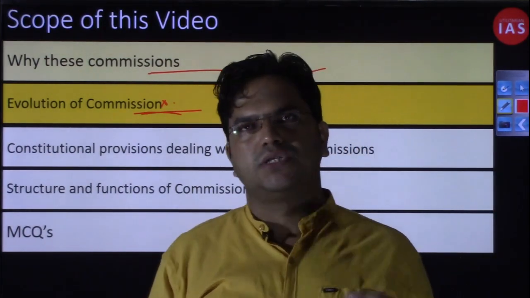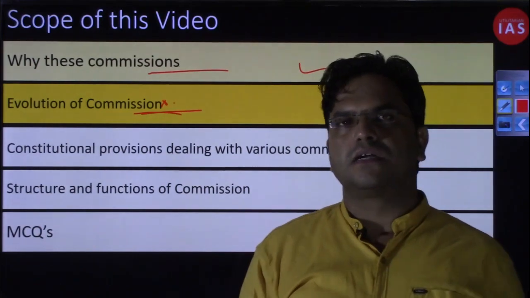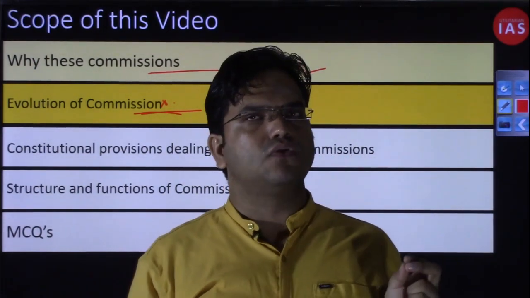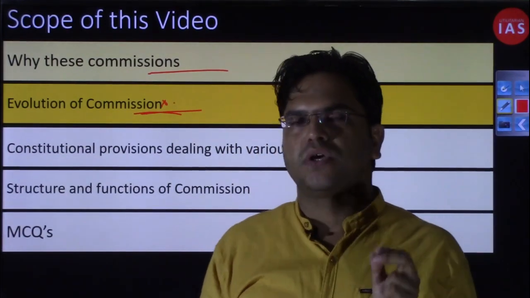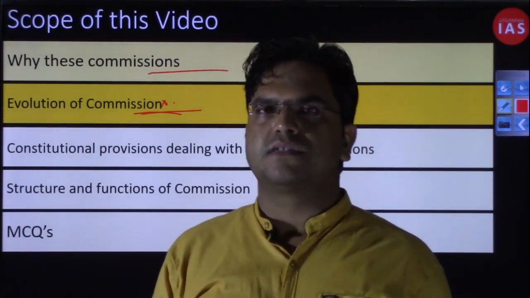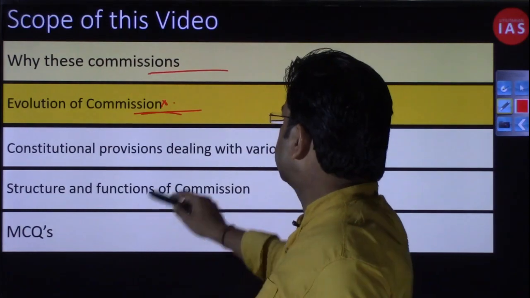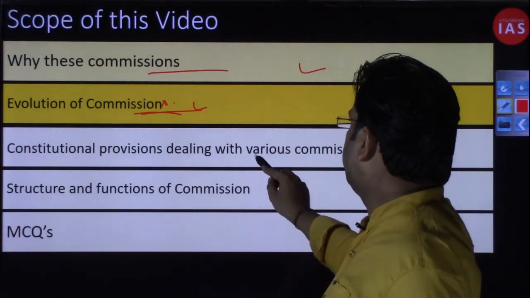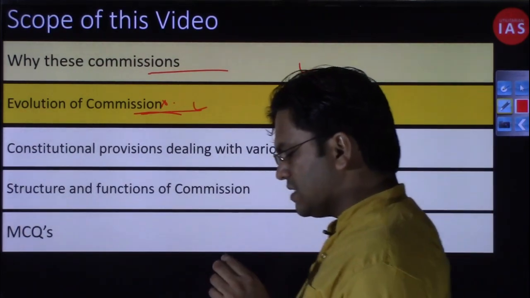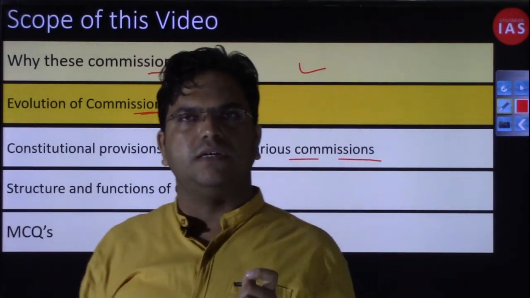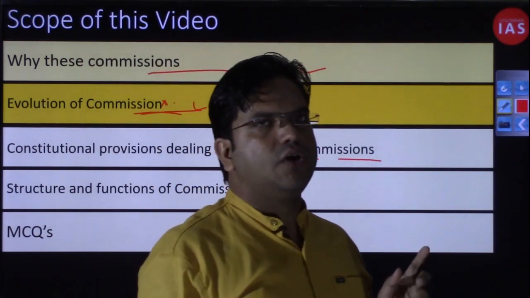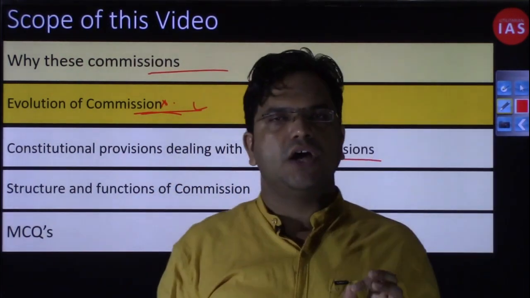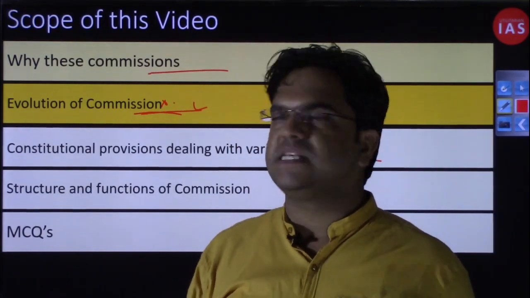What has been the position of NCSC, that is the National Commission on Scheduled Castes, and the National Commission on Scheduled Tribes? Do they have a constitutional origin, or were they also given constitutional status at a later stage? That we will discuss in the second leg of this video. Then the constitutional provisions dealing with various commissions. So we'll study Article 338, 338A, 338B: which article is dealing with NCSC, which with NCST, and which with NCBC.